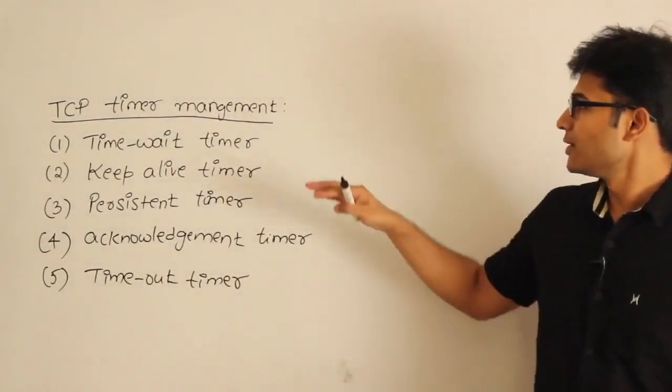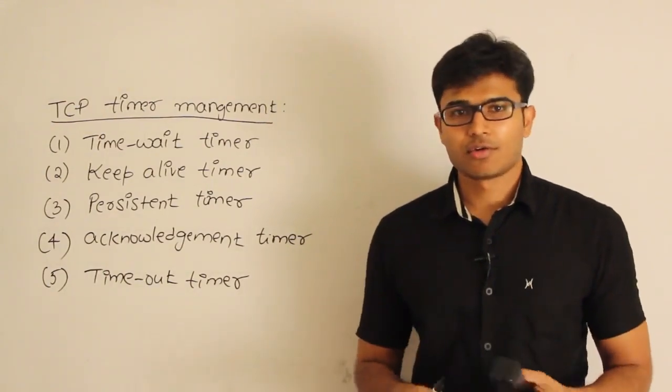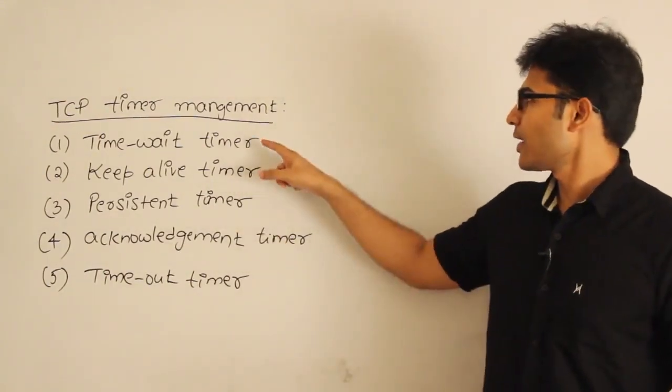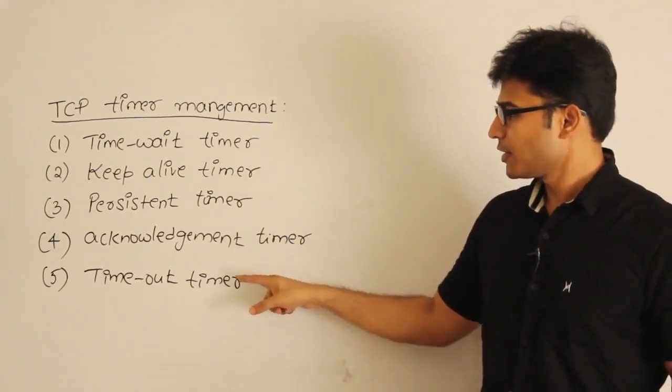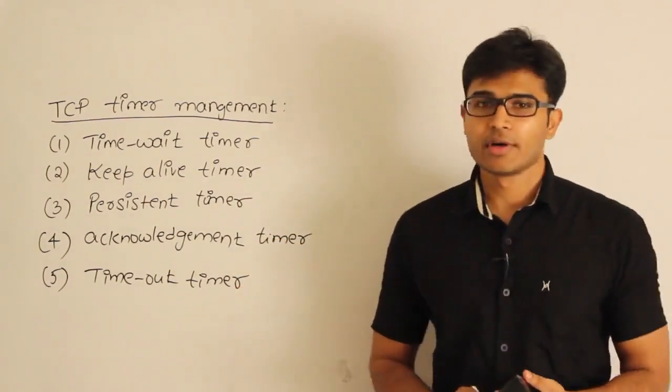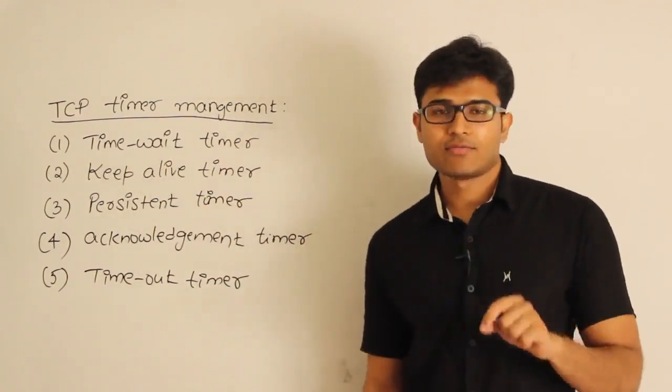Now let's see TCP timer management. TCP is going to use lots of timers, and out of which the popular timers are like this: time wait timer, keep alive timer, persistent timer, acknowledgement timer, and timeout timer. So what is time wait timer? Let's go one by one. First one is time wait timer.